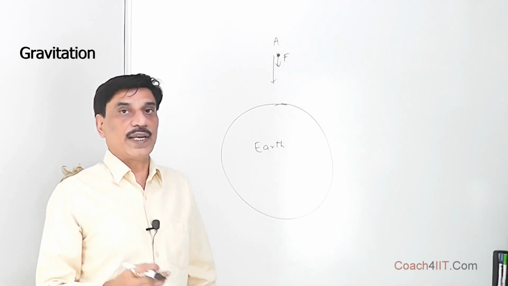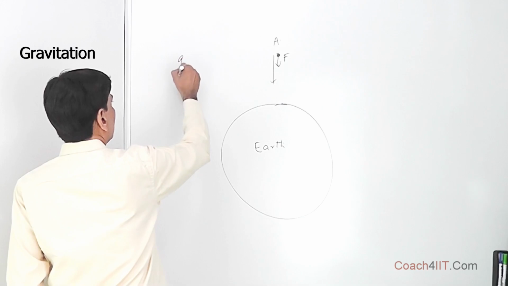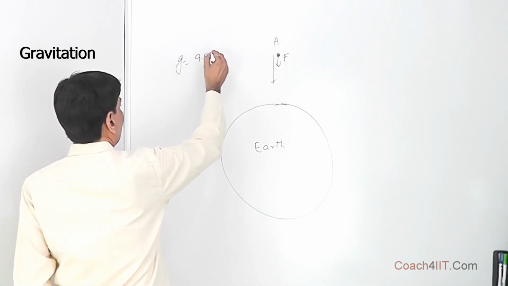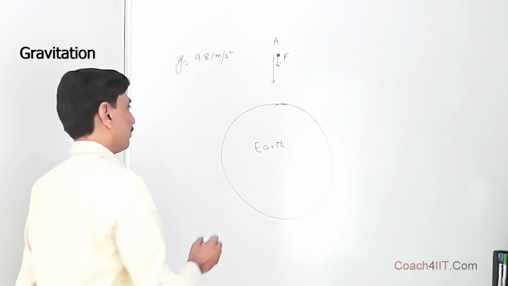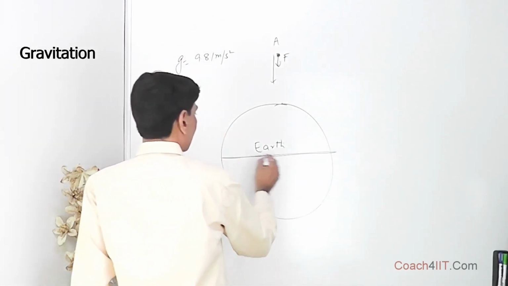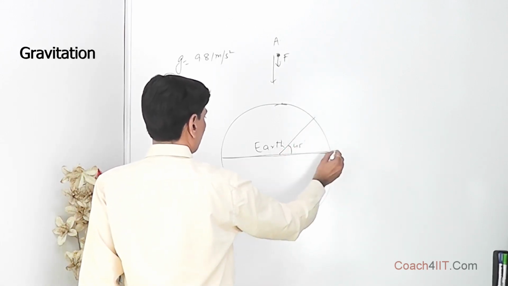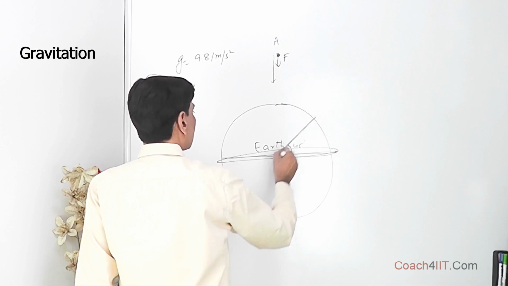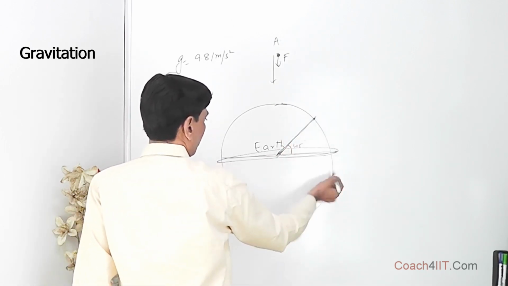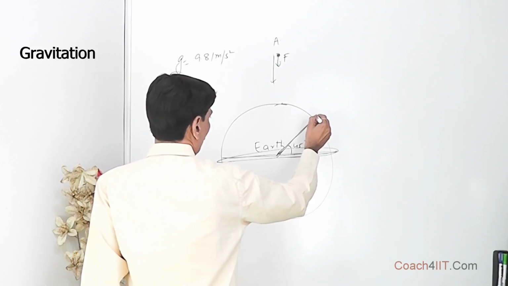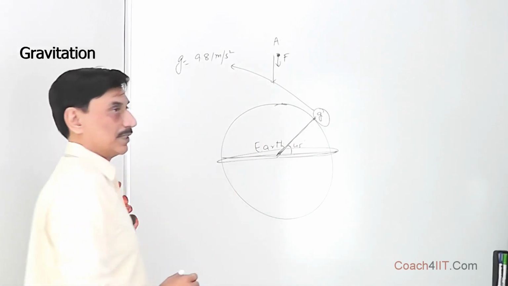that is called weight. For Earth, we denote acceleration due to gravity by g, and that is equal to 9.81 meter per second square at the sea level. If we take this as the equator, at sea level at a latitude of 45 degrees, that is, this line is making a 45 degree angle with the equatorial plane, then over here, wherever it is, g is taken as 9.81 meter per second square.